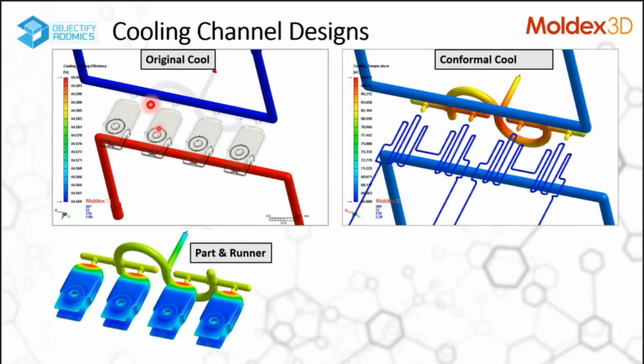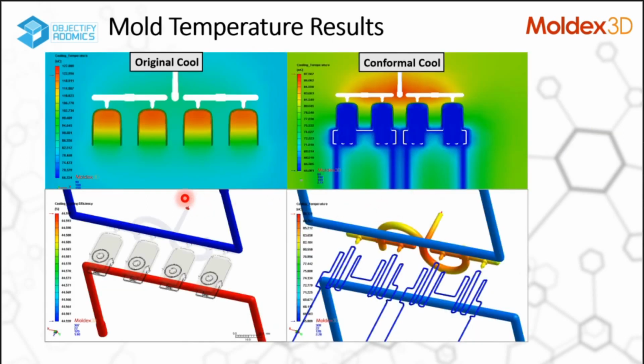On the left hand side, you can see the original cooling design, in which there is no cooling provided at the center of the part, that is the core side. On the right hand side, you can see an additional conformal cooling channel provided in the center of the part. Now we can compare the temperature results. We can see that in the original cooling channel design, the center portion is hot, around 127 degrees Celsius, whereas with the addition of conformal cooling channels, the heat is effectively removed and the temperature is close to 67 degrees Celsius on the core side.